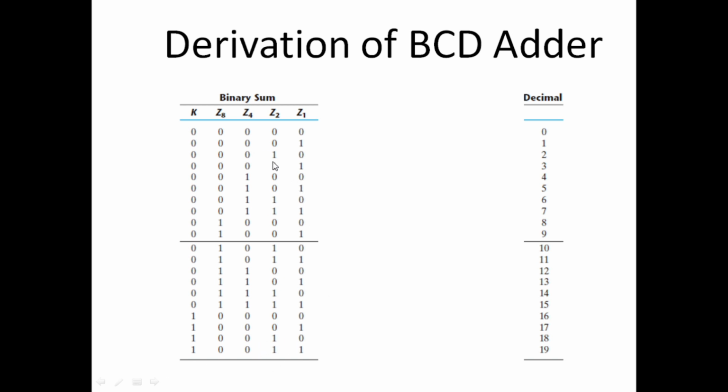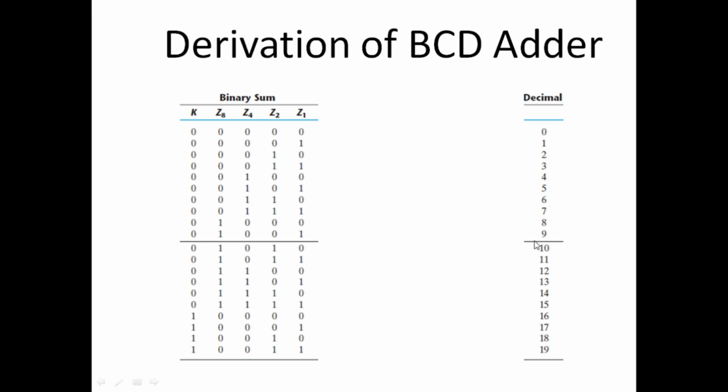So this would be the binary sum of the 4-bit binary adder. But our final objective is to design a BCD adder. We are not going to design a binary adder. We have already done that, but we are using a 4-bit binary adder, and we want to see how we can make a BCD adder from the 4-bit binary adder.